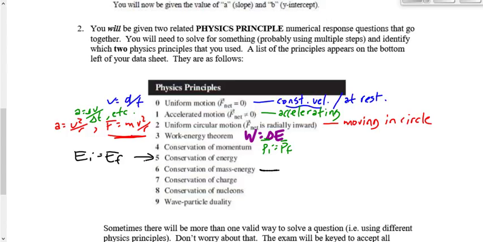Conservation of mass energy. What equation would I use in association with that one? Conservation of mass energy. This is easy. Yeah, E = mc². There's your tip off right there. Mass-energy, conservation of mass energy: E = mc².